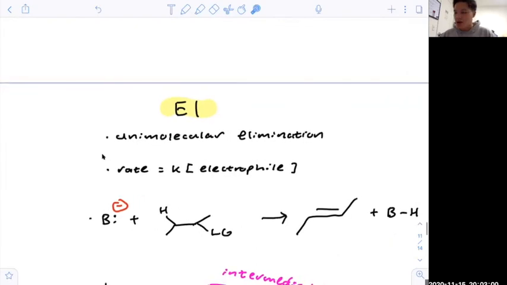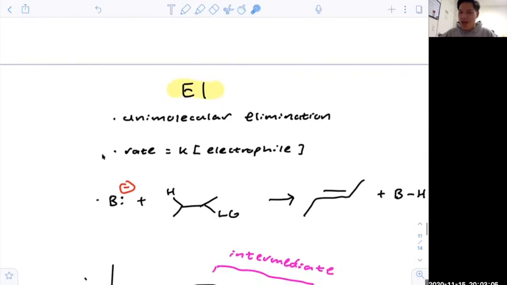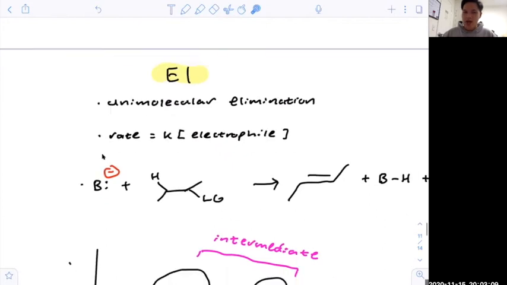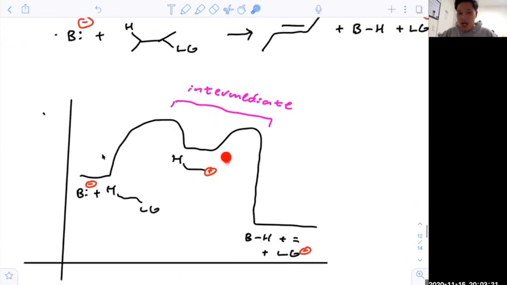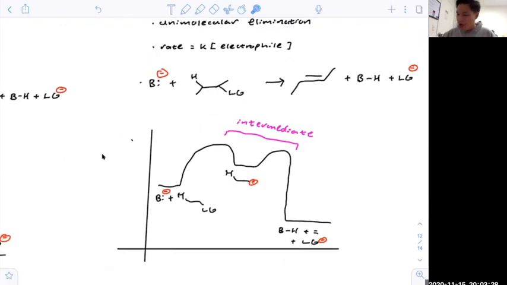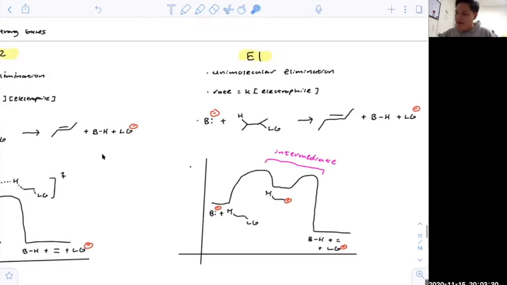So let's take a look at E1 now. It's a unimolecular elimination. Sounds similar to SN1, right? And the rate is also given by the electrophile. We also form a double bond, an alkene. Remember, elimination forms alkenes, E's and the E's, right? Alkene, E1. But if you remember this term, we also form a carbocation. So this is very, very similar to an SN1 reaction, okay?